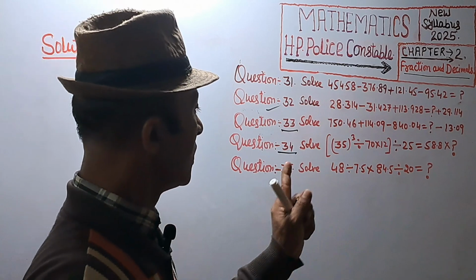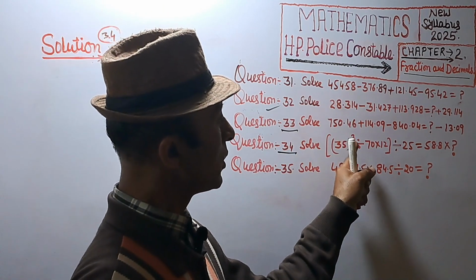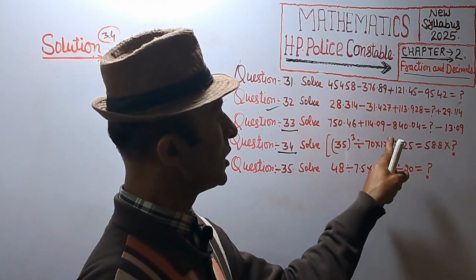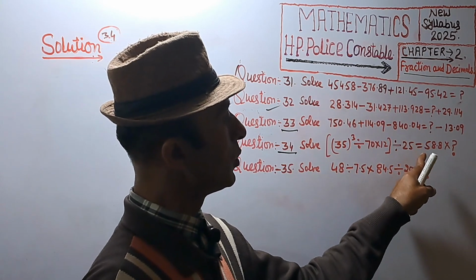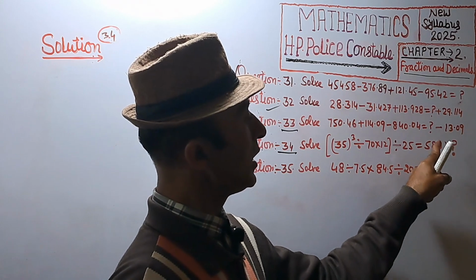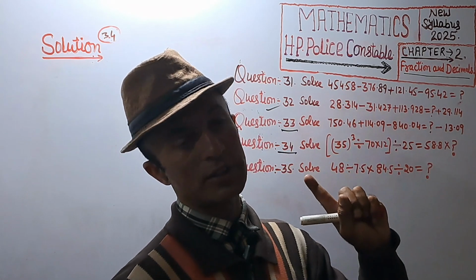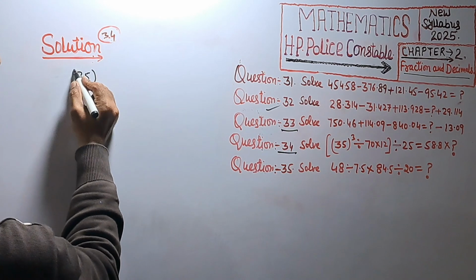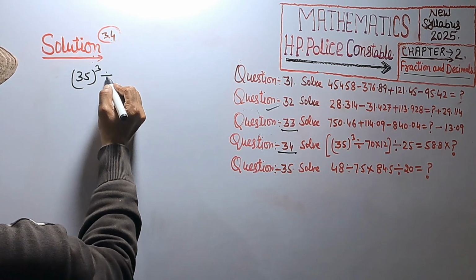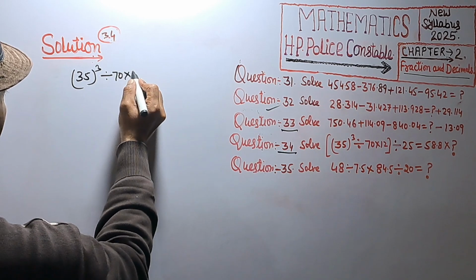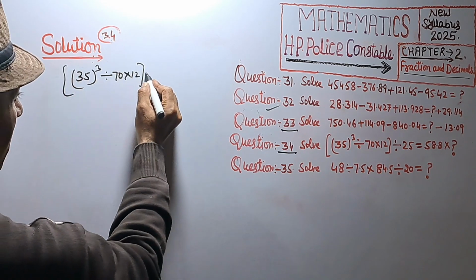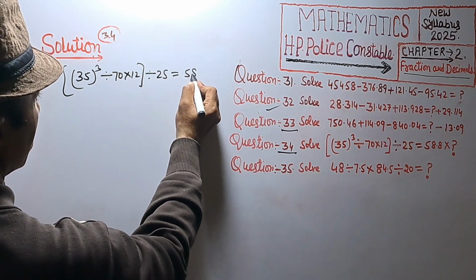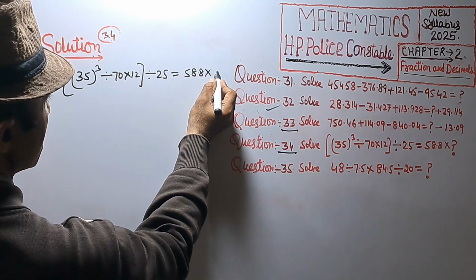Next question 34. Solve 35 raised to power 3 divided by 70 multiplied by 12, bracket close, divided by 25 equal to 58.8 into ?.